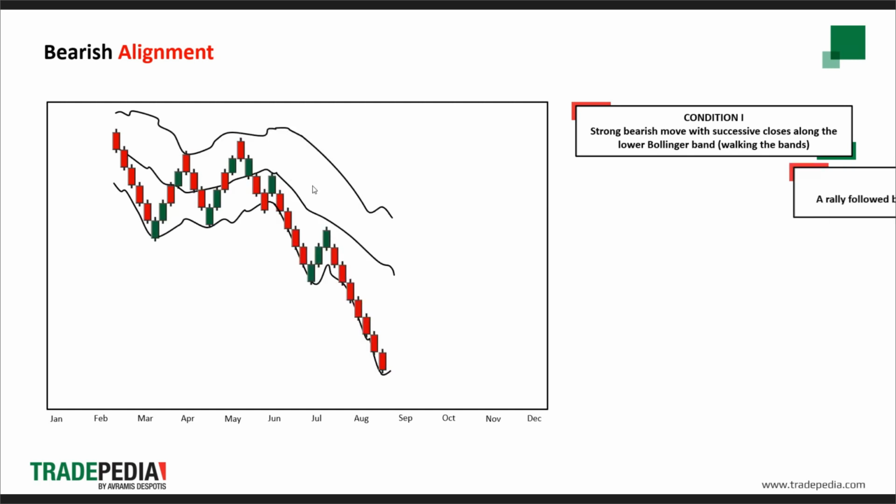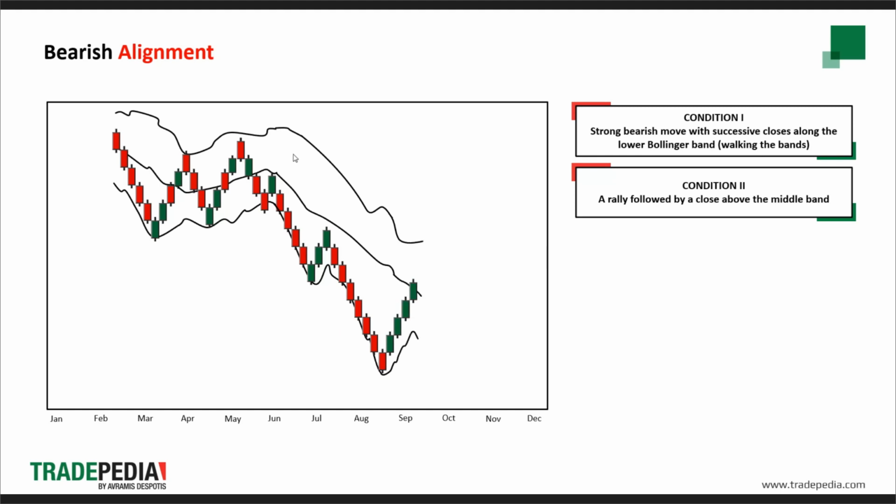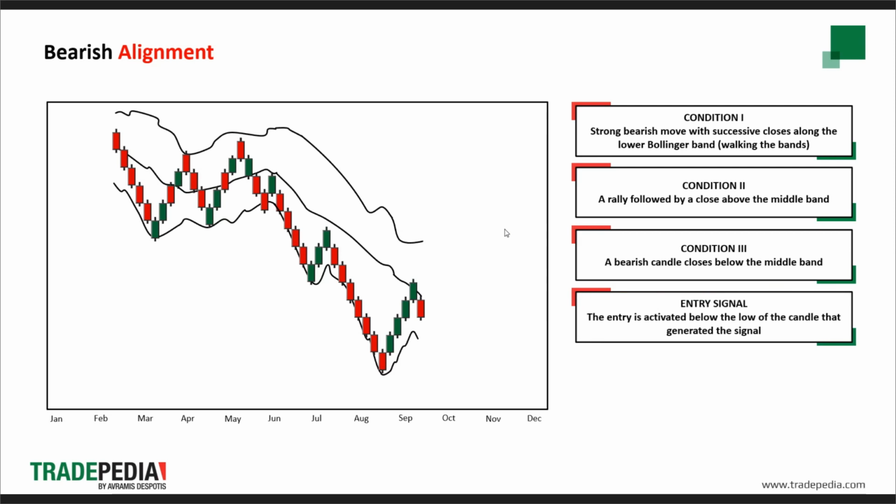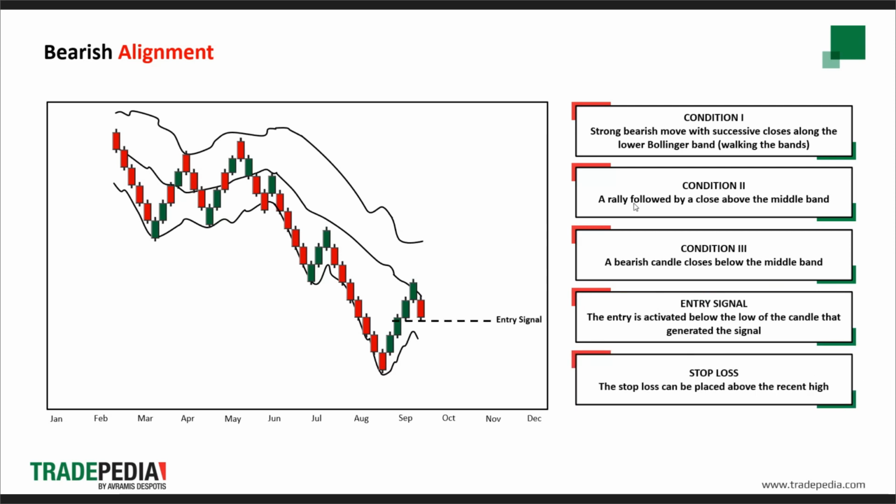Likewise for bearish alignment, this bearish alignment needs successive closes along the lower Bollinger Bands, also called walking the bands. Some conditions needed here will be, let me just click it over, a rally followed by a close above the middle band itself. Then after that, a bearish candle closes below the middle band.